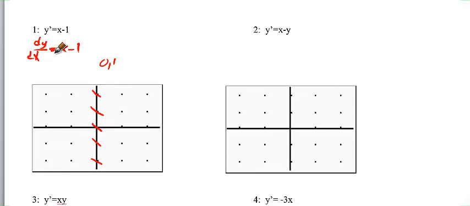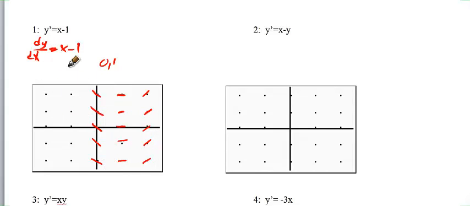Okay, now what about if x is 1? Well, 1 minus 1 is 0. So when x is 1, I have a slope of 0. Okay, well, if x was 2, it would be 2 minus 1 or 1, a positive 1. So the y's don't matter because there's no y in the equation. So we plot those points.